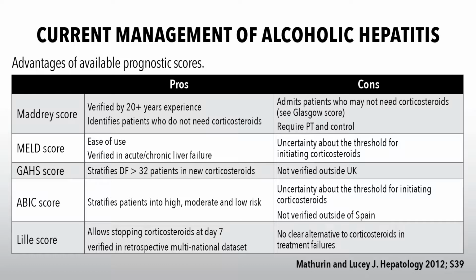A little bit more detail here about pros and cons. The Maddrey score has been around the longest and it's most useful with this DF cutoff of 32. We'll go into a little bit more detail about the MELD, Glasgow, ABIC score, and Lille score as we develop the data in this presentation and how you can use those in your practice.